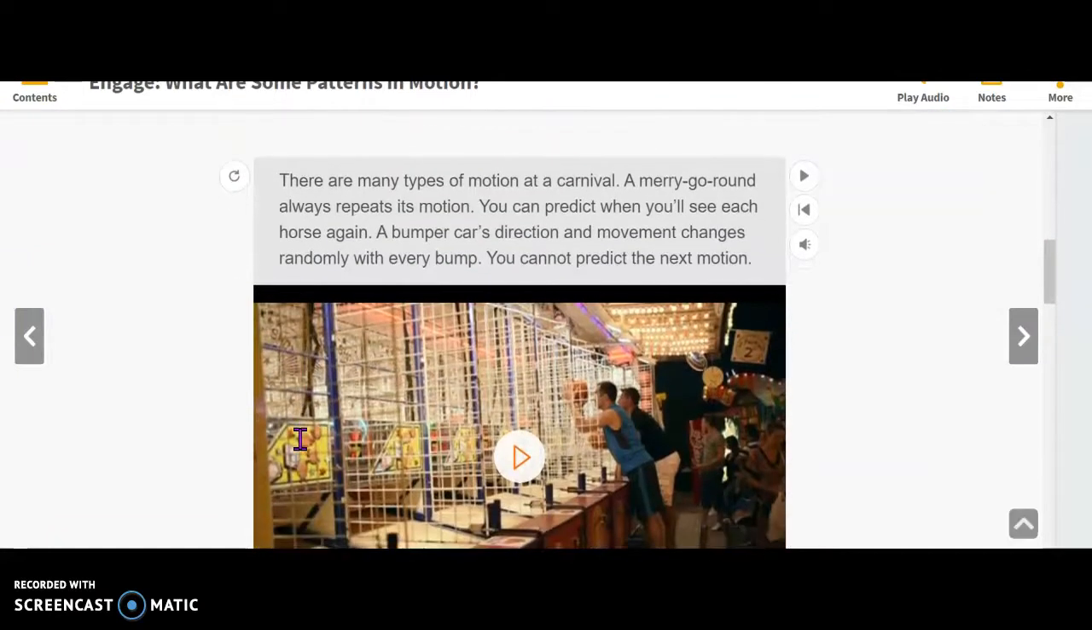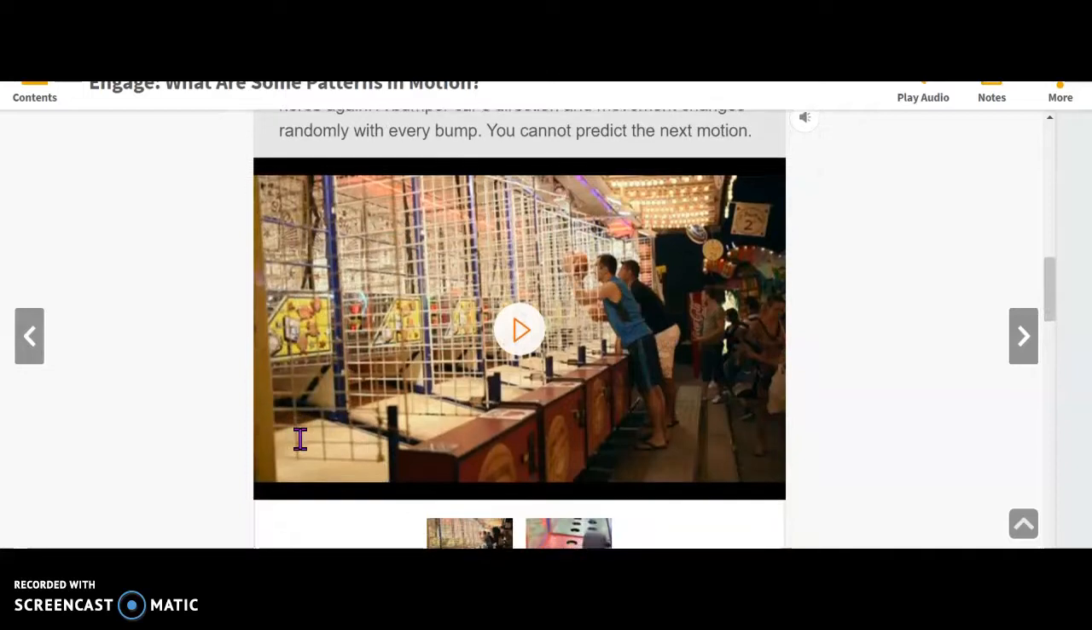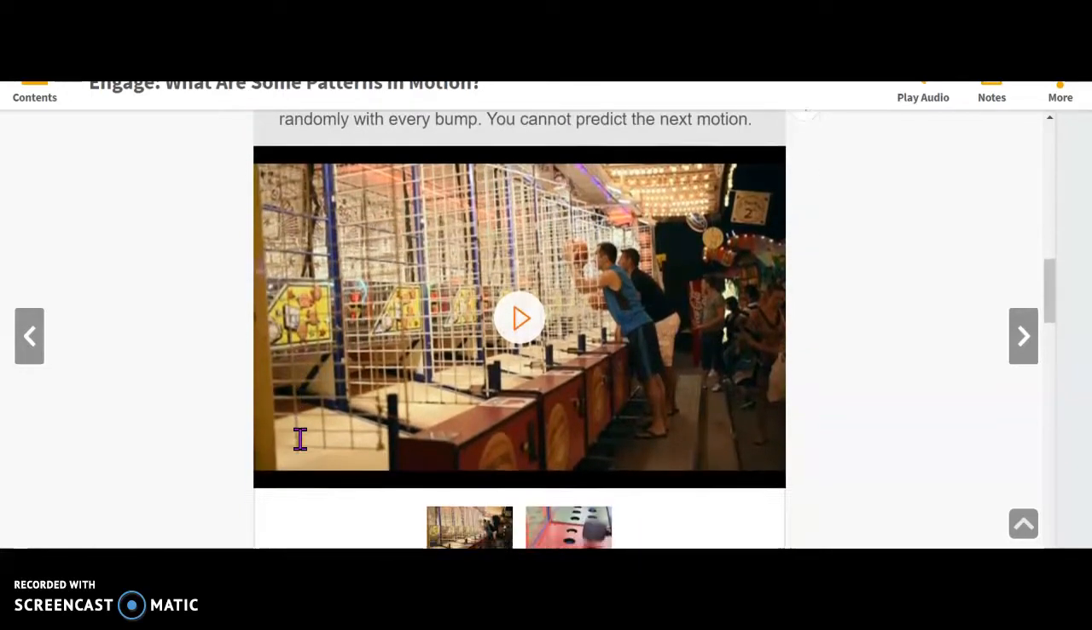There are many types of motion at a carnival. A merry-go-round always repeats its motion. You can predict when you'll see each horse again. A bumper car's direction and movement changes randomly with every bump. You cannot predict the next motion. So some motions you can predict and others you can't.